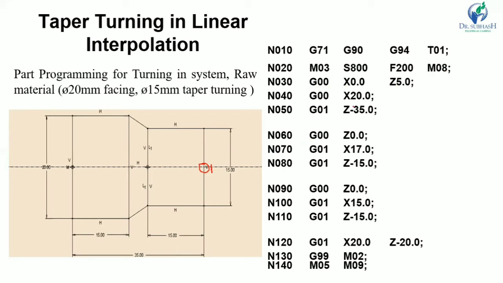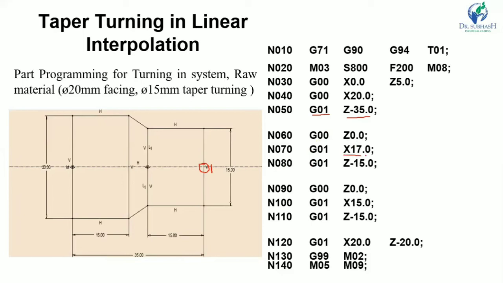Now G00, X20, that means the tool will move in this direction for the facing in rapid traverse. And now here G01 linear interpolation for the 35 mm length. So the tool will move from here to here, minus 35 mm. Then G00, Z0.